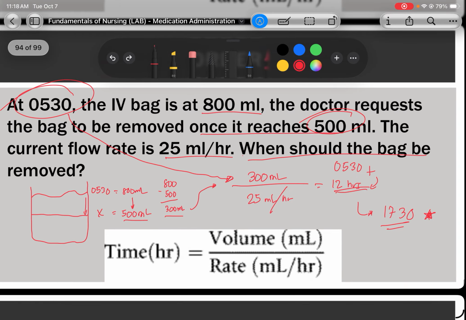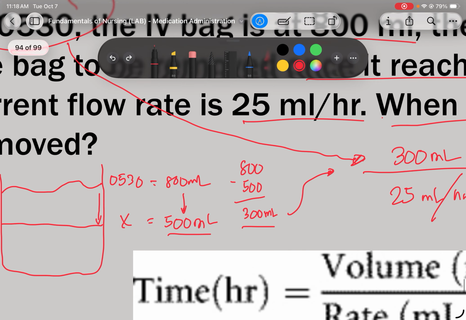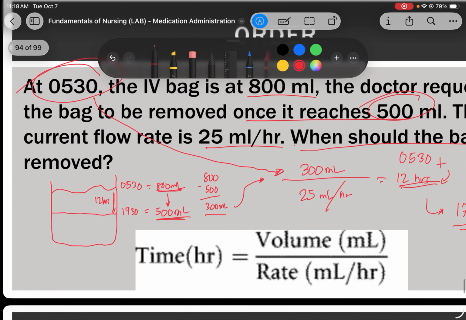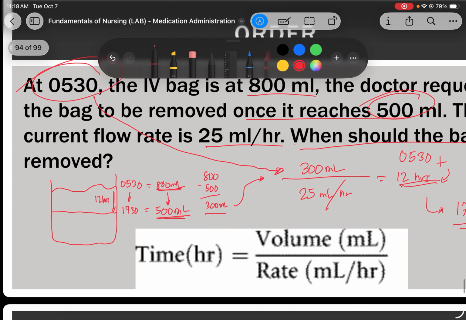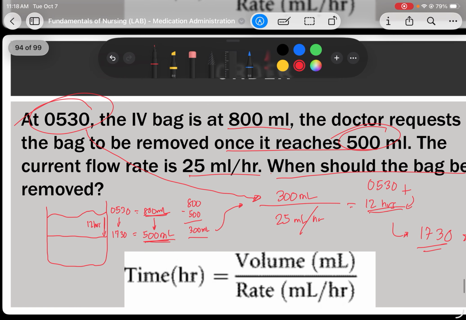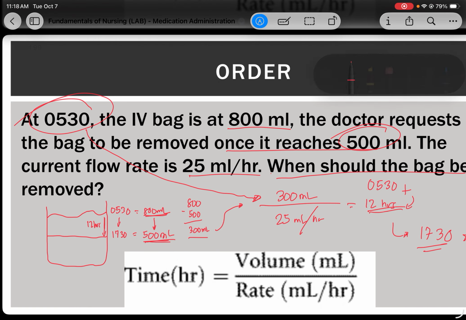Okay? So I know that I need 12 hours to go from 800 ml to 500 ml. I need 12 hours for this to go from 800 to 500 ml. So I will be done exactly at 17:30, or 12 hours later.